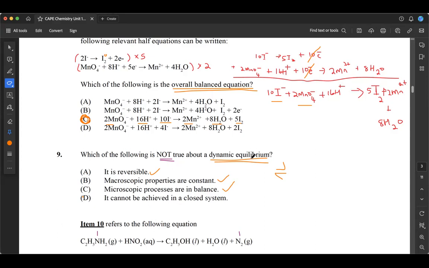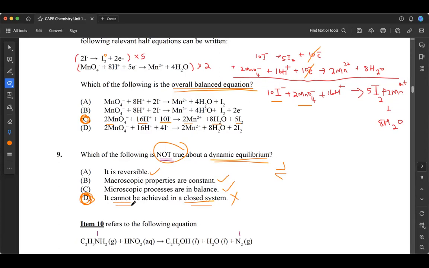Is it true that dynamic equilibrium cannot be achieved in a closed system? That's false, right? You need to have a closed system to have dynamic equilibrium. So the fact that they're saying it cannot be achieved in a closed system, that's wrong. That's not true, okay? They asked us what's not true, and it's this one that's not true. So our answer here is D, right? We need closed systems for dynamic equilibrium.